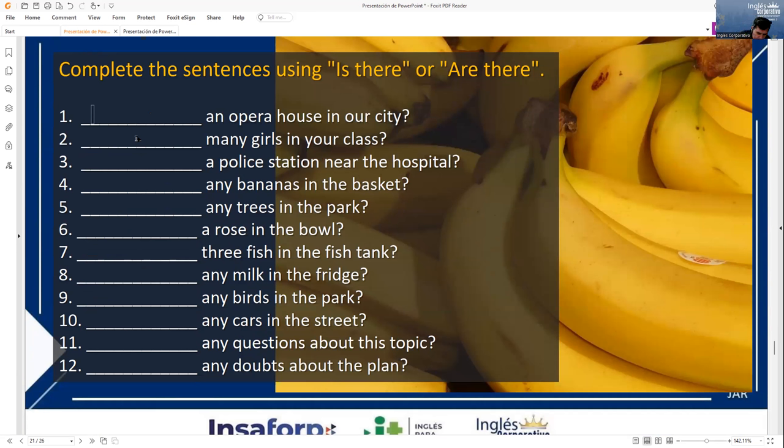Is there an opera house in the city? Is there a police station? Is there a rose? Is there any milk in the fridge? Okay.